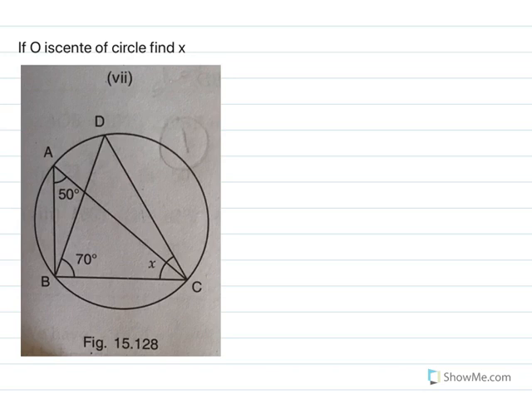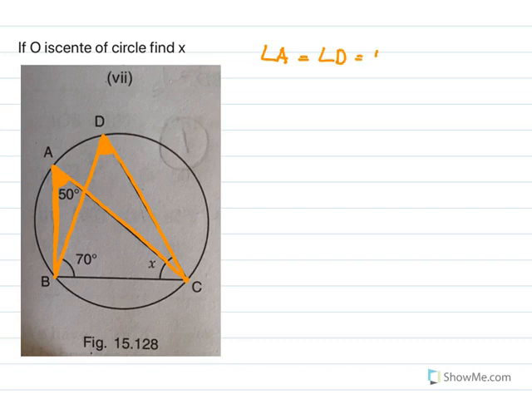So we start out with angles in the same arc. If you see angle A, this is angle A, and angle A will be equal to angle D, angles in the same arc. So that is our first step. So we have angle A equal to angle D equal to 50. Reason, angles in the same segment. Now we have, so this is 50.